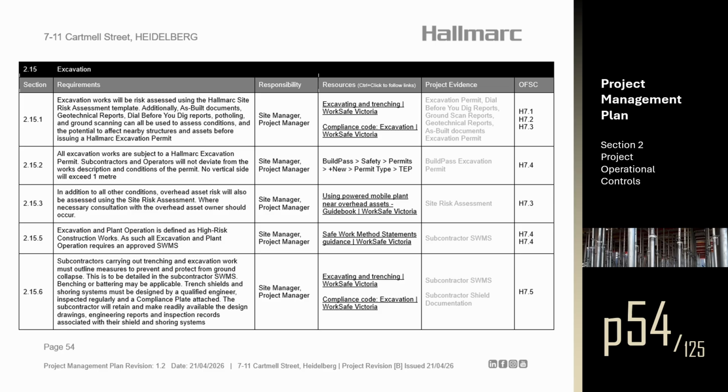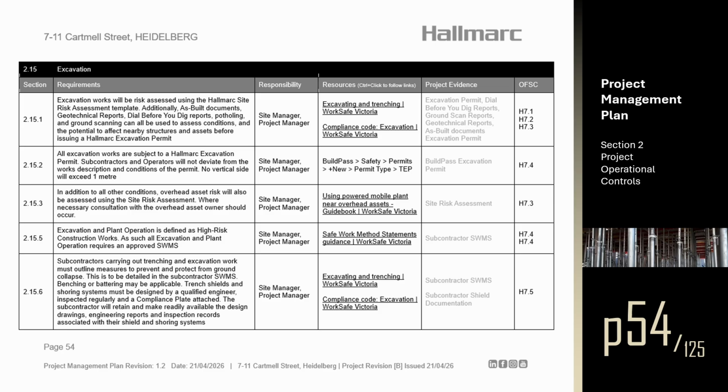Section 2.15.2. All excavation works are subject to a Hallmarc excavation permit. Subcontractors and operators will not deviate from the work's description and conditions of the permit. No vertical side will exceed 1 meter. Section 2.15.3. In addition to all other conditions, overhead asset risk will also be assessed using the site risk assessment. When necessary, consultation with the overhead asset owner should occur.